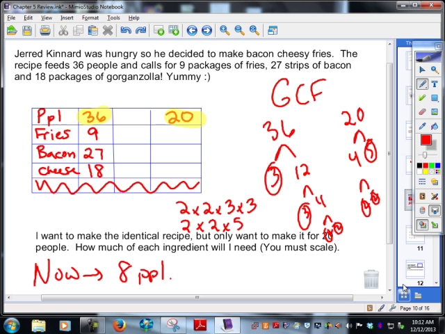Okay, so here's this problem. We already put in all the information, the people, the fries, the bacon, the cheese, how much you need. And what I've been trying to show you guys is that if you double the amount of people you want to serve, you need to double all your ingredients. So you have double the amount, right? Doubling just means multiplying by 2.